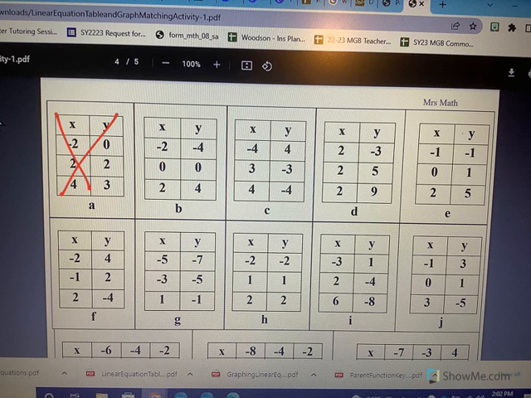Let's take a look at this one. -2 to 0 is +2. 0 to 2 is also +2. -4 to 0 is +4. 0 to 4, again, is +4. So we know that this one is a linear function because they are moving at that constant rate.